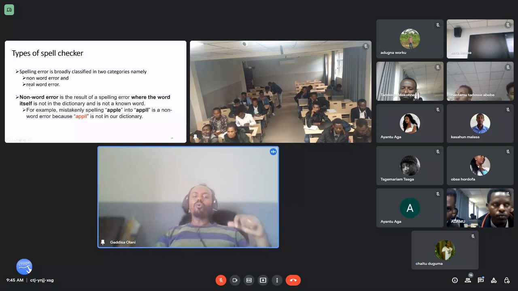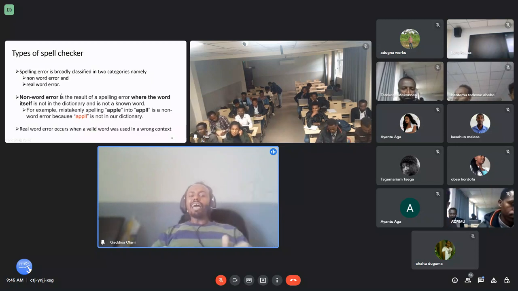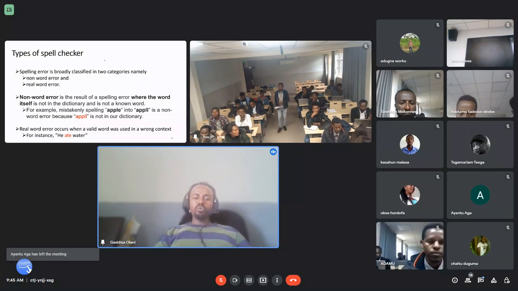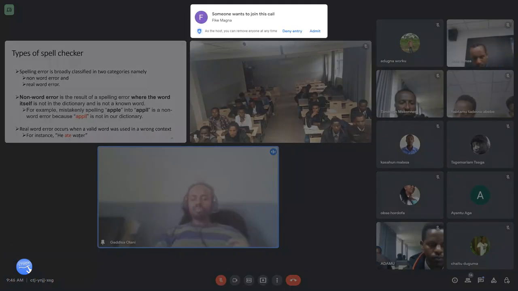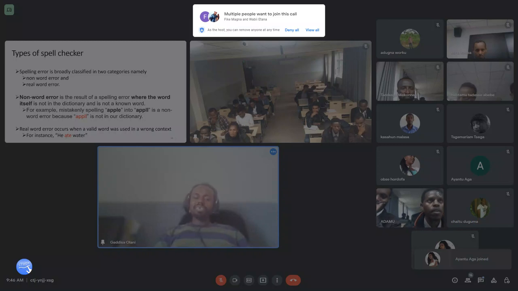The second one is called real word error or contextual error. The word is valid for that specific language, but it was mistakenly used in an incorrect way. Typical example: "He ate water." Look at each word. "He" is a valid word. "Ate" is a valid word. "Water" is a valid word. But these words cannot go together because we can't eat water, yes? The correct replacement would be "He drinks water."